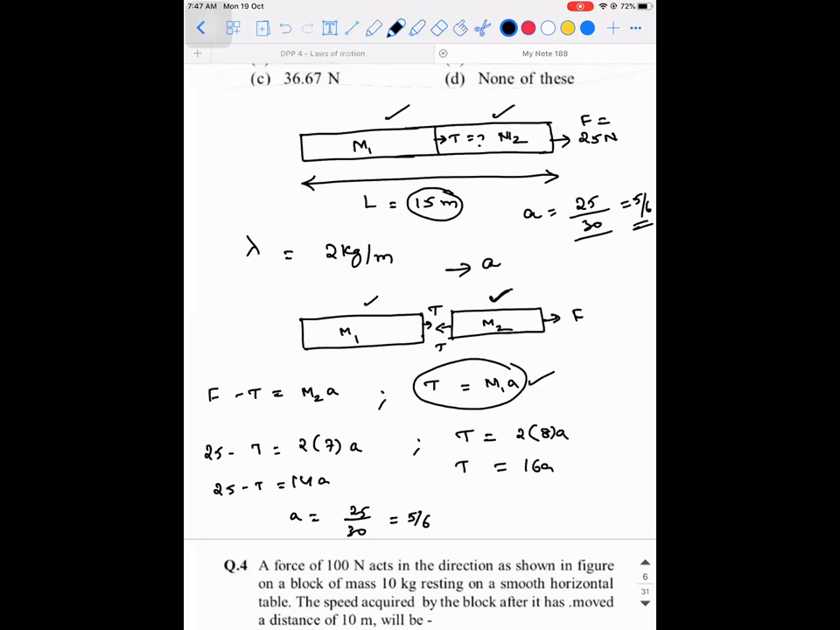So there are two ways to solve the problem. I've just given you two ideas. Guys, you're able to understand. 5 by 6 meters per second square. So what is the tension that is acting? T is equal to M1 into A, M1 is 16, into A is 5 by 6.